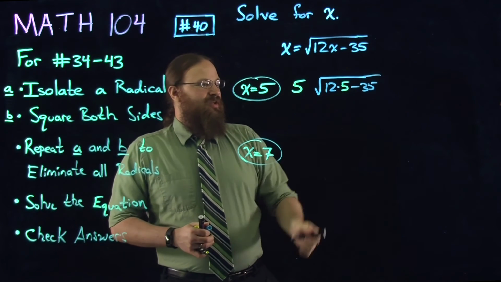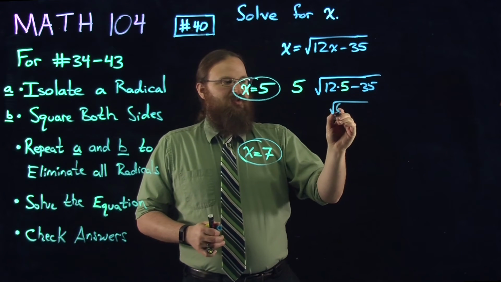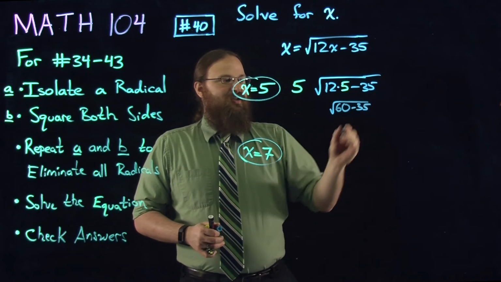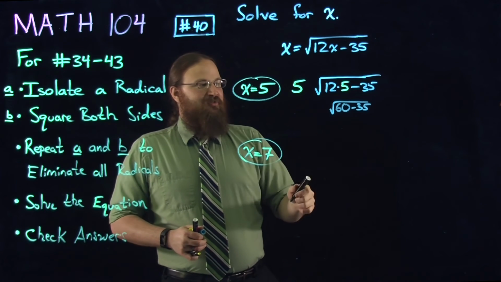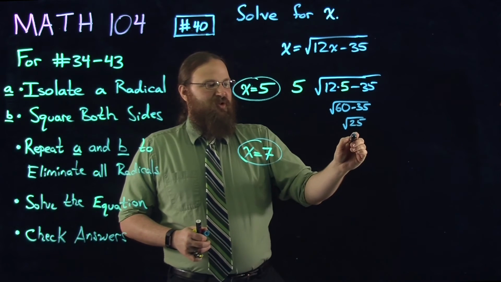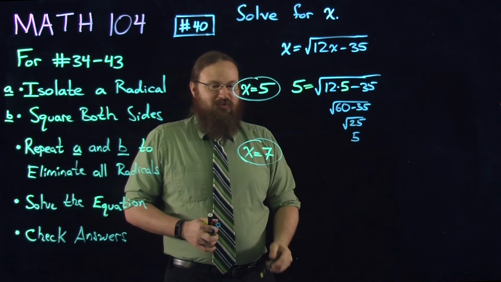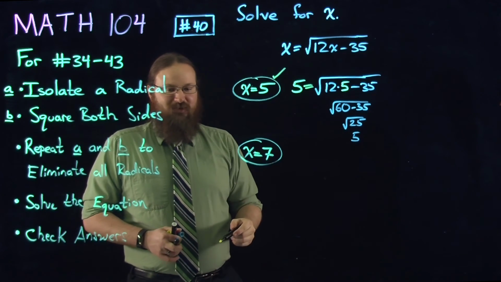So let's do this equation. 12 times 5, that's 60. So we have 60 minus 35. 60 minus 35, that's 25. And as we know, the square root of 25 is 5. So left and right hand side are equal to each other, and our solution works.